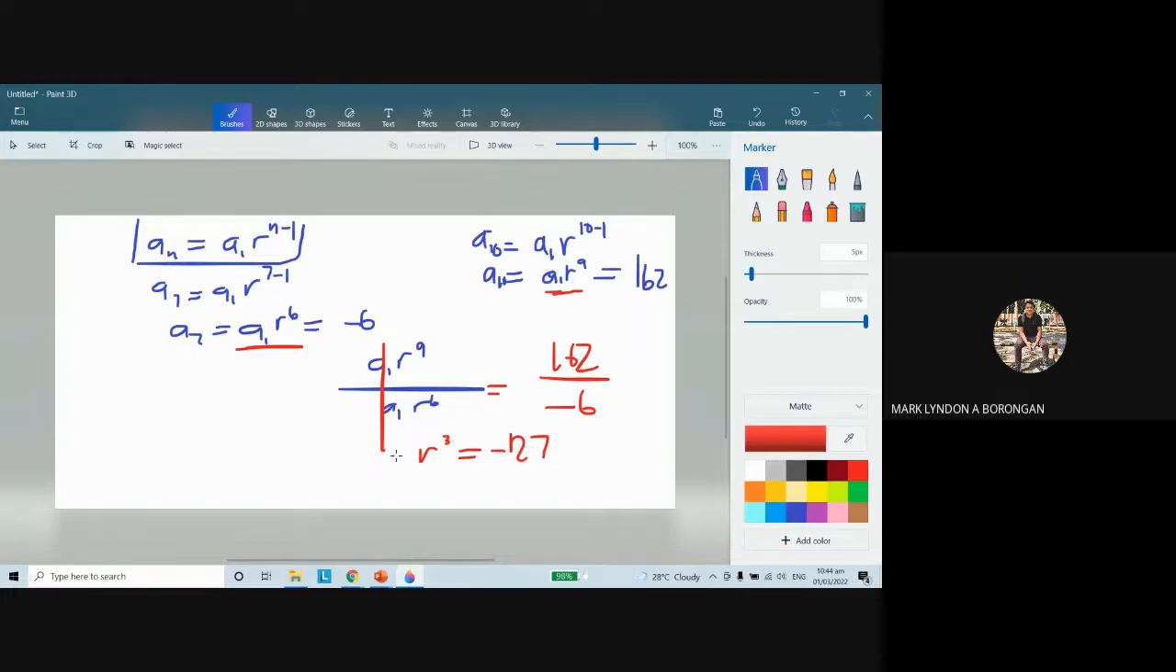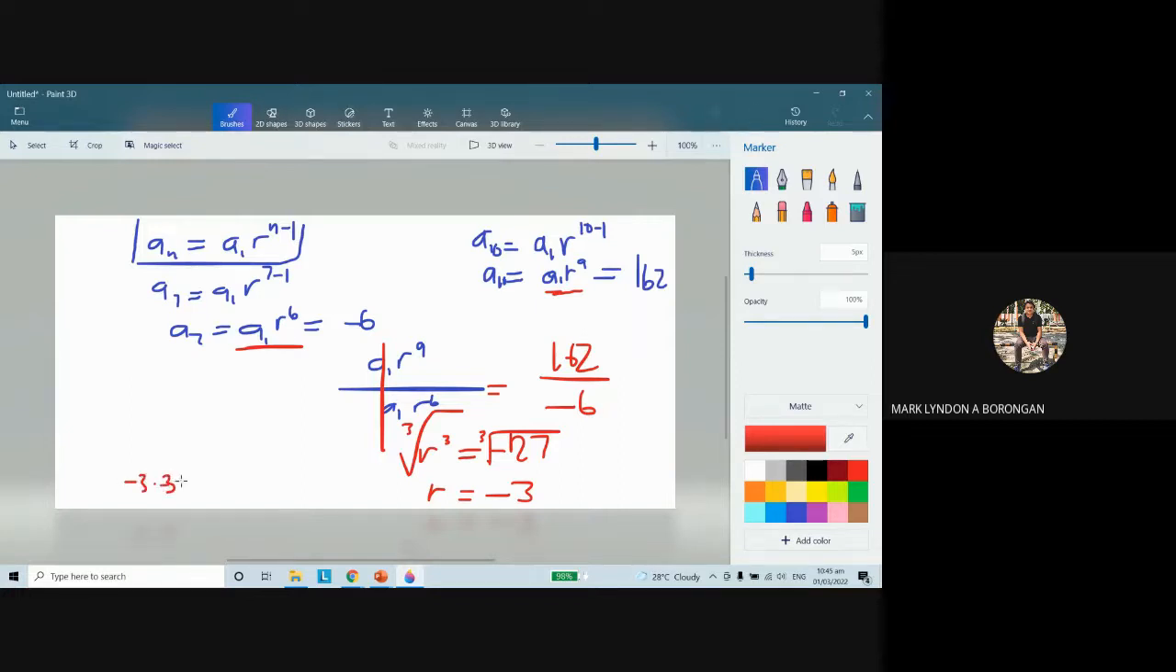And if you get the cube root for both terms, the cube root of r is r, which is equal to negative 3. So the cube root of negative 27 is just negative 3. As you can recall, the cube is a number multiplied by itself thrice. So negative 3 times negative 3.